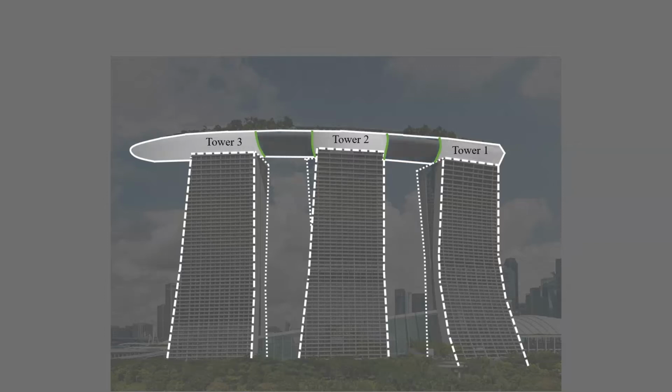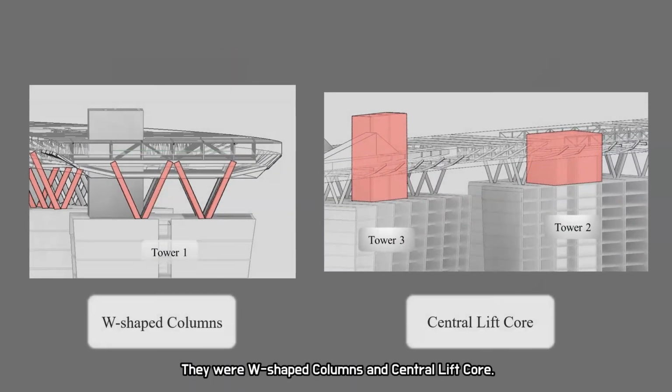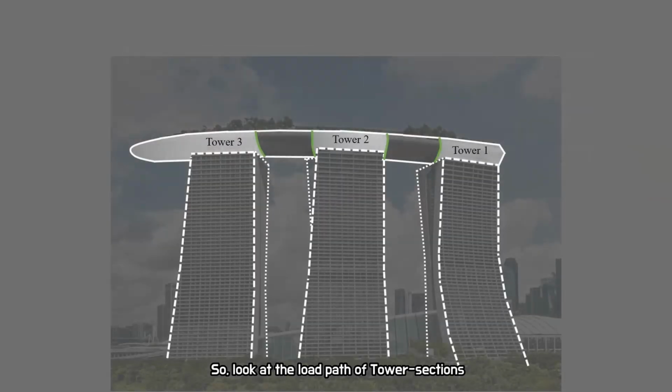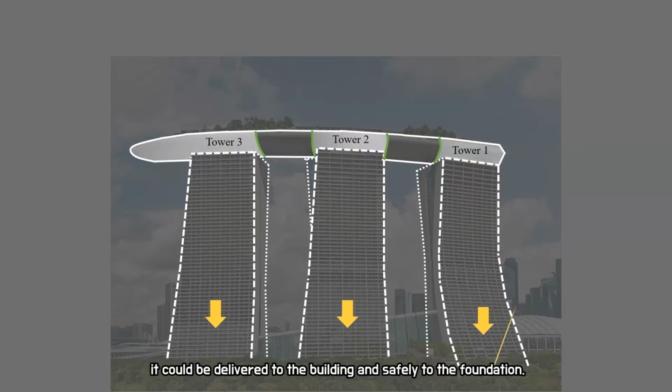We introduced last time that there were 2 main ways in which the tower sections were supported. They were W-shaped columns and central lift cores. So, look at the load path of the tower sections. It could be delivered to the building and safely to the foundation.